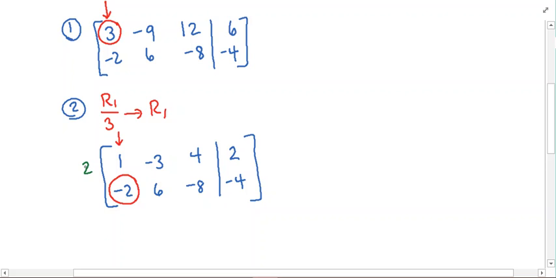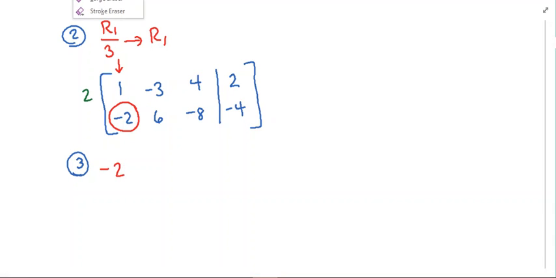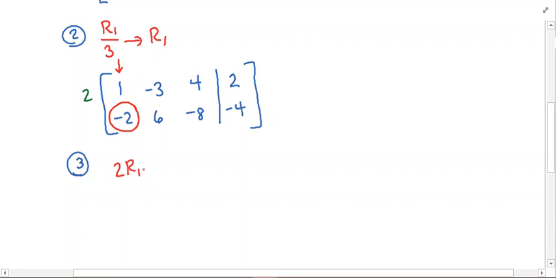If you do that, 2 times 1 is 2. That would put a 2 here. Add it back to the second row: 2 plus -2 is going to give you the 0. So that's going to be our next row operation. To get the third matrix, we're going to do +2 times row 1, add that back to the second row, and that will become the new second row.